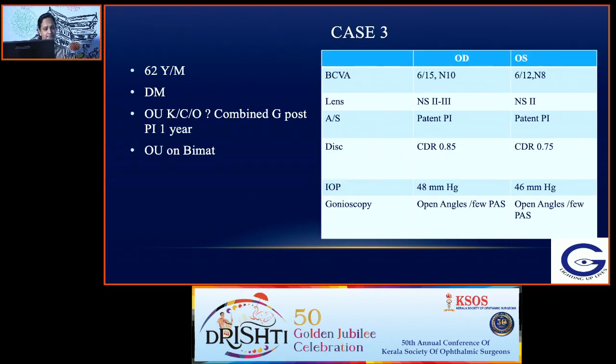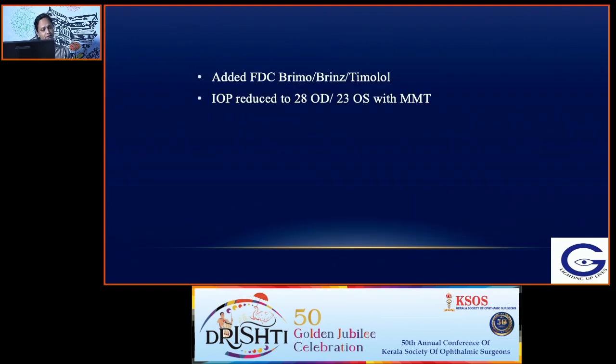The third case is a 62-year-old male with diabetes and a known case of combined glaucoma, post PI 1 year. Patient was on bimatoprost eye drops. On examination, the best corrected visual acuity was 6/15 N10 in the right eye, and 6/12 N8 in the left eye. Cataractous lens in both eyes with a patent PI in the anterior segment. The discs were showing advanced damage. IOP was 48 and 46 millimeters, and the gonioscopy showed open angles post PI with few PAS.